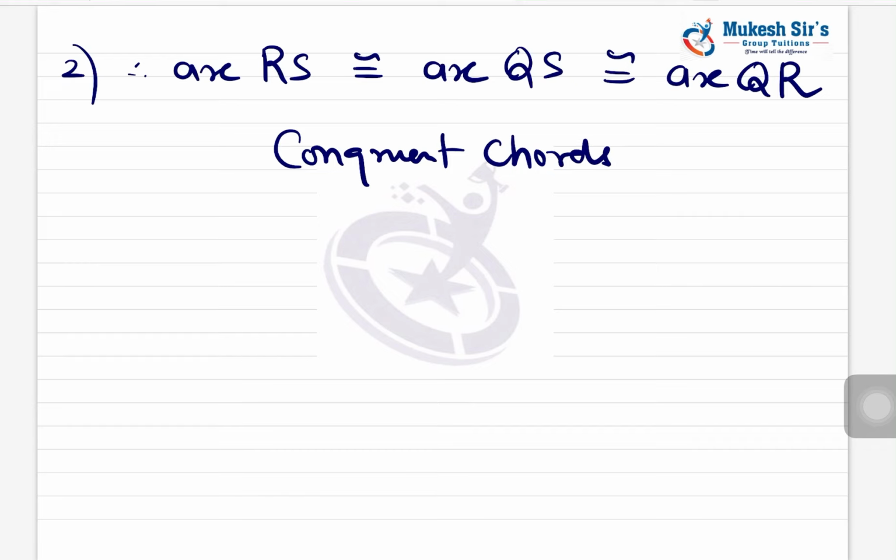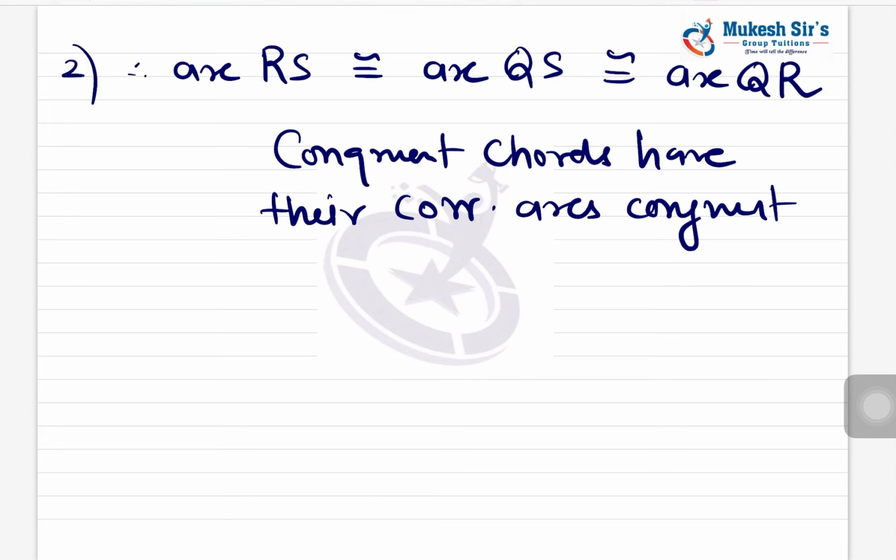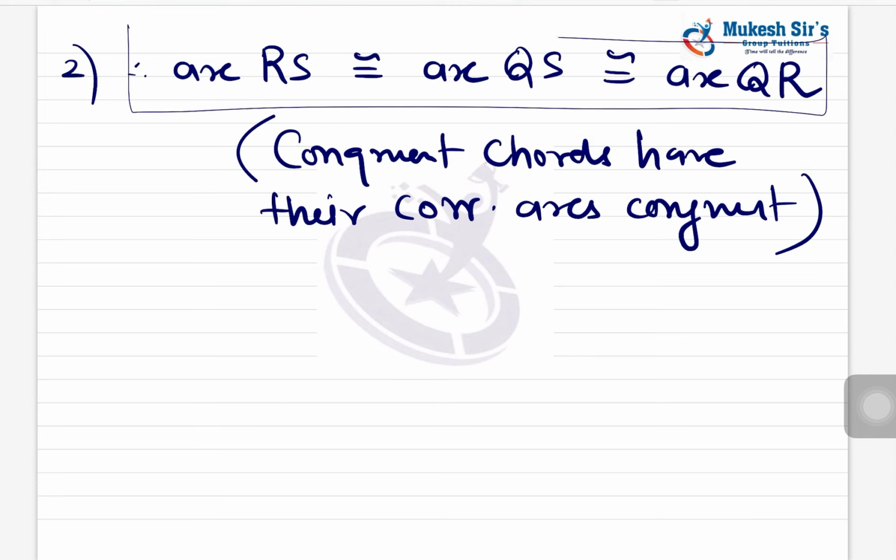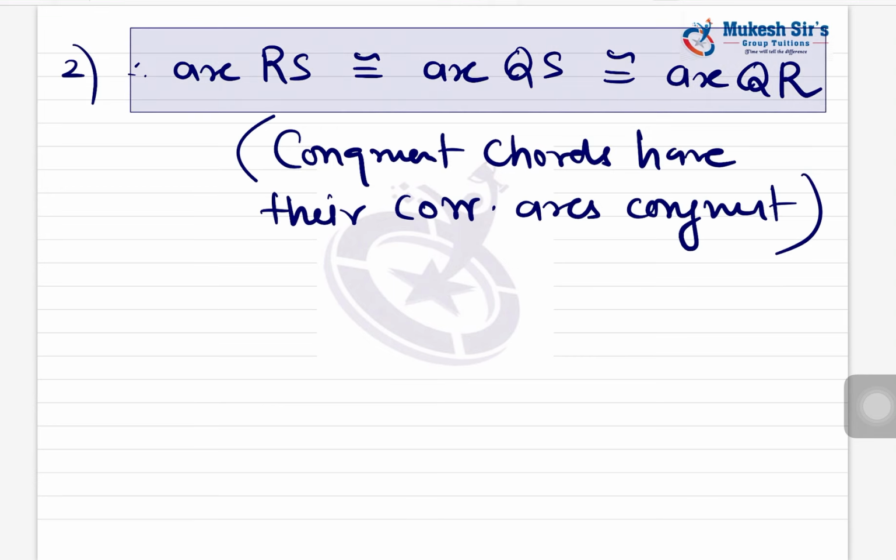congruent chords have their corresponding arcs congruent. So they are congruent. Fine. This is one of your answers. This is what we had to prove. So the first part is done. Now since the arcs are equal, I can assume their measures are x degrees.